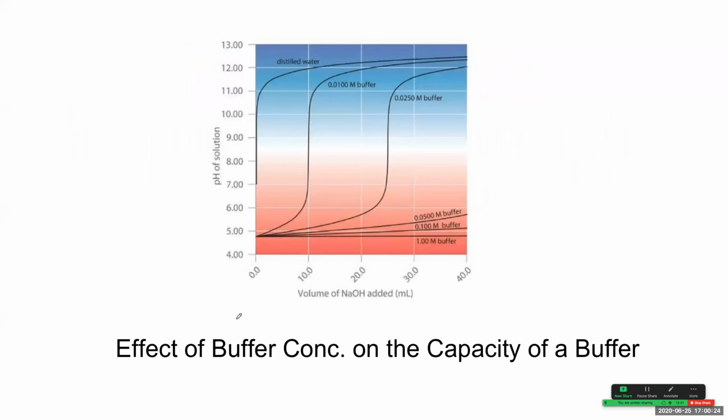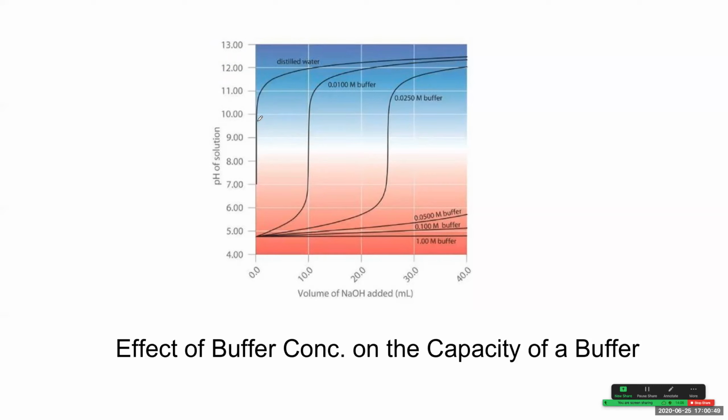So here's a graph that shows how that works. In the first plot on the left side is distilled water. In this graph, we have the pH of the solution. In the case of distilled water, the pH is 7. If you add 1 drop of sodium hydroxide, the pH just shoots up really high. That's what would happen to an unbuffered solution.